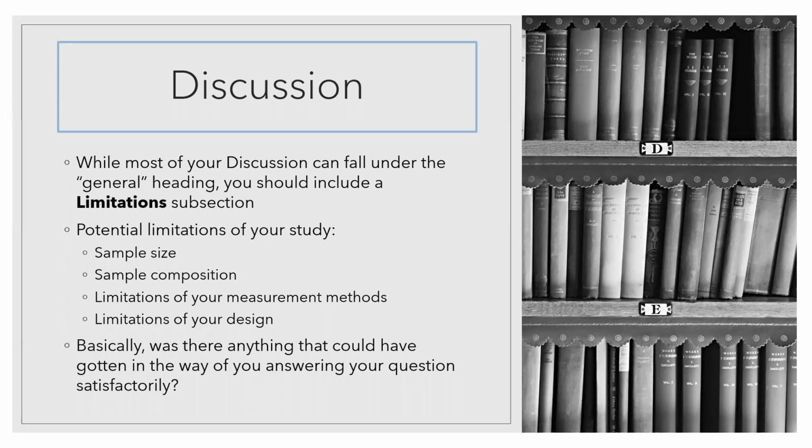Basically, was there anything that could have gotten in the way of you answering your question satisfactorily? Also, don't just say that you were limited by sample size and leave it at that. That's just a very slapdash limitation that won't get you high marks if that's your only one. Think more critically and discuss other aspects like sample composition or design limitations. Maybe you found a relationship between two variables, but couldn't speak to causation, which limited your conclusions.